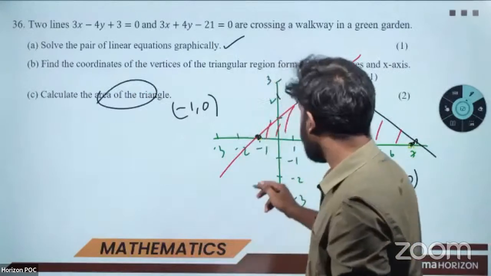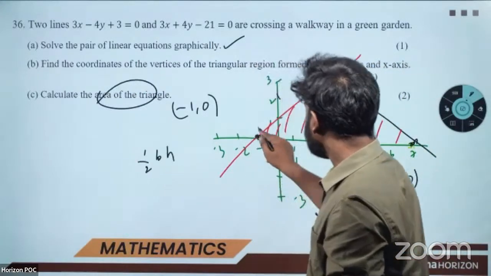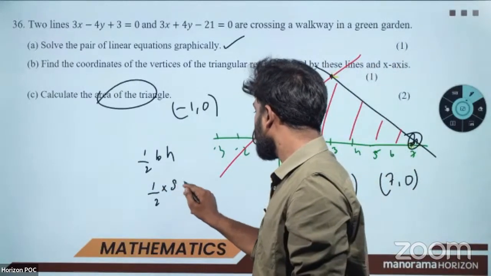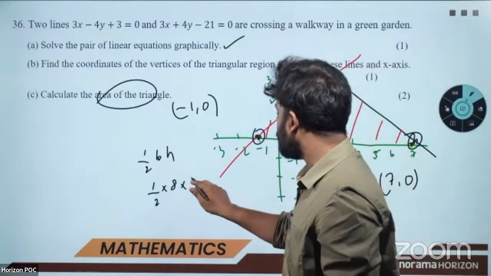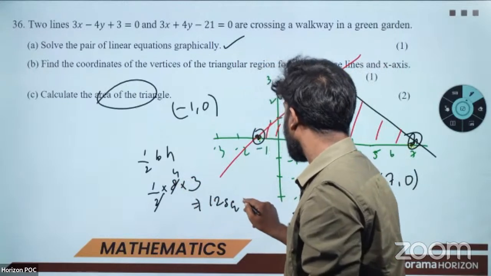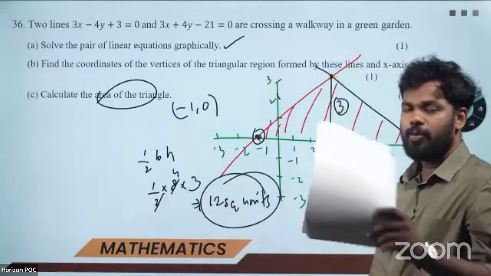Now what is the last part? Calculate the area. Area is nothing but half BH, half into base into height. The base is from -1 to 7. What is the base? 8. So half into 8 into height. What is the height? This is the height, this one is 3 units. So half into 8 into 3, this one is 4. 4 into 3, how much? 12 square units. So the area of this particular triangle will be 12 square units.